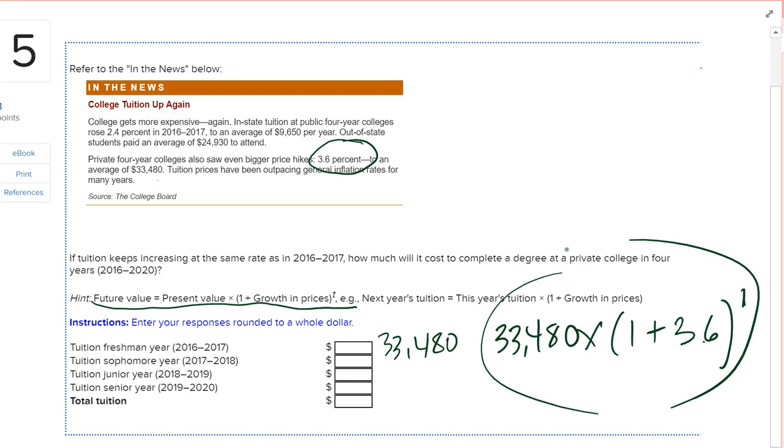We'll plug that back in. We'll multiply it by 1 plus 3.6 because they're assuming that it's the same rate of growth over this time period. And it's 1 year at a time, so it's always going to be to the first power. So once you understand that formula and plug the values in, you should have a pretty easy time of it.